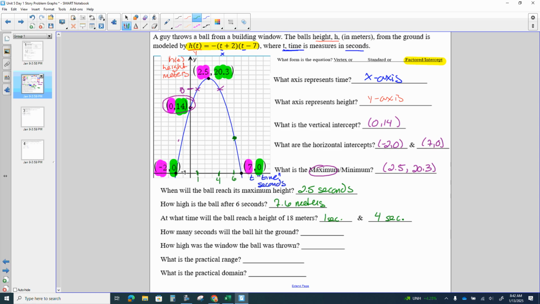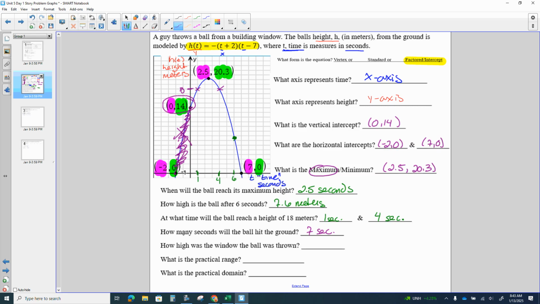All right, how many seconds until it hits the ground? Remember, we're not really caring about this side. This side really doesn't exist to me. This is where it starts. We start at 0 seconds and then the time moves forward. We don't ever go back in time. So when it hits the ground is right here. That's when the height is 0, and that's at 7 seconds. The ball will finally hit the ground at 7 seconds.